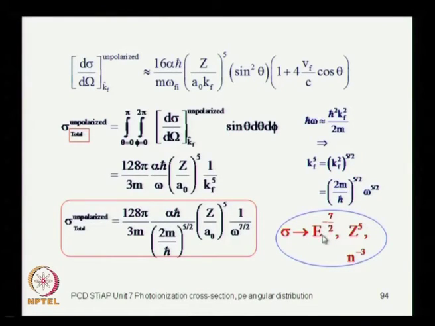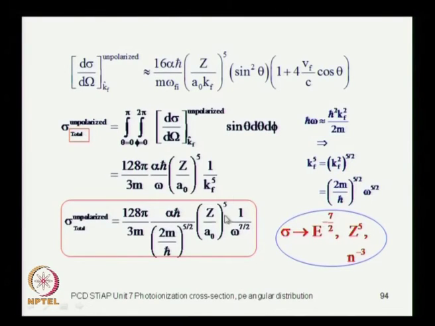So, this is an extremely important result. It goes as E to the power minus 7 by 2. This is an extremely important result in photoionization physics: if you want a first estimate of how the photoionization will change with energy, you know that it is going to decrease with energy, but at what rate does it decrease? It decreases at the rate of E to the power minus 7 by 2. It also goes as Z to the power 5. So, when you are doing hydrogenic atoms with a large number of protons in the nucleus, it will go as Z to the power 5.